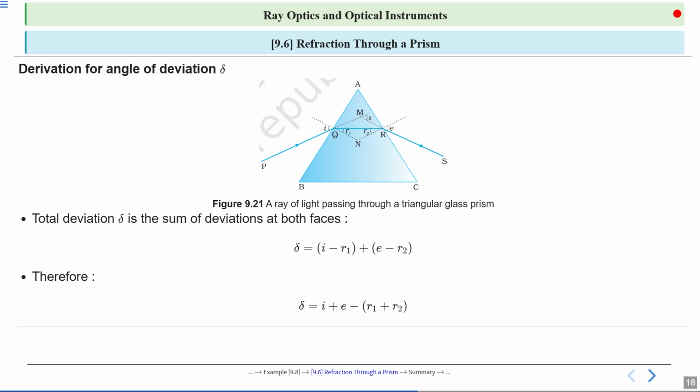To wrap up this section, remember that the angle of deviation is a key concept in understanding how prisms affect light paths. This understanding is essential for applications like spectroscopy and optical instruments. Next, we will move on to finding the angle of deviation in terms of the angle of prism.